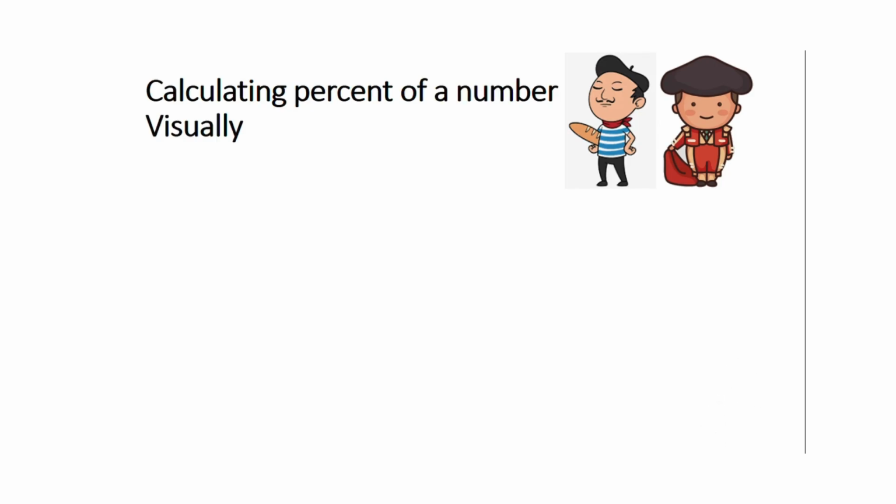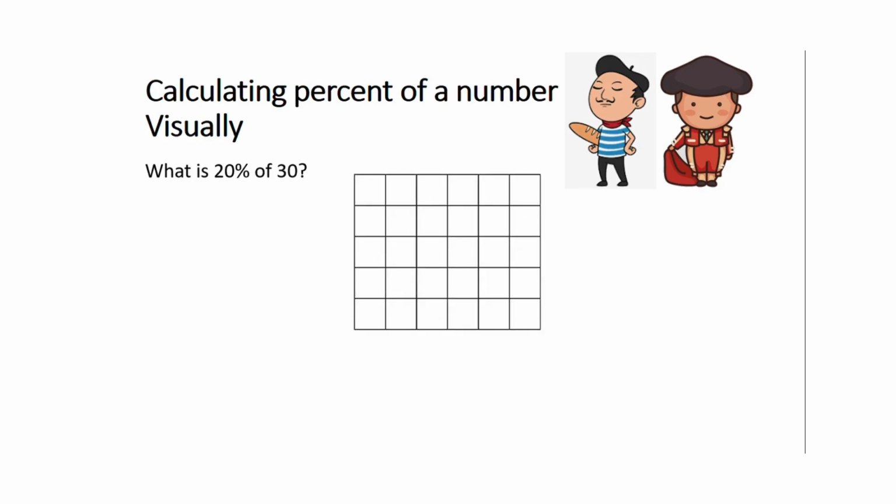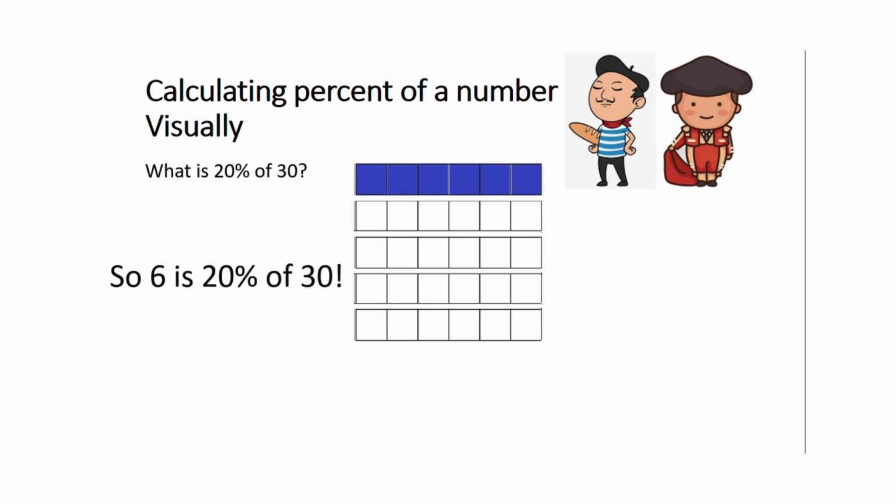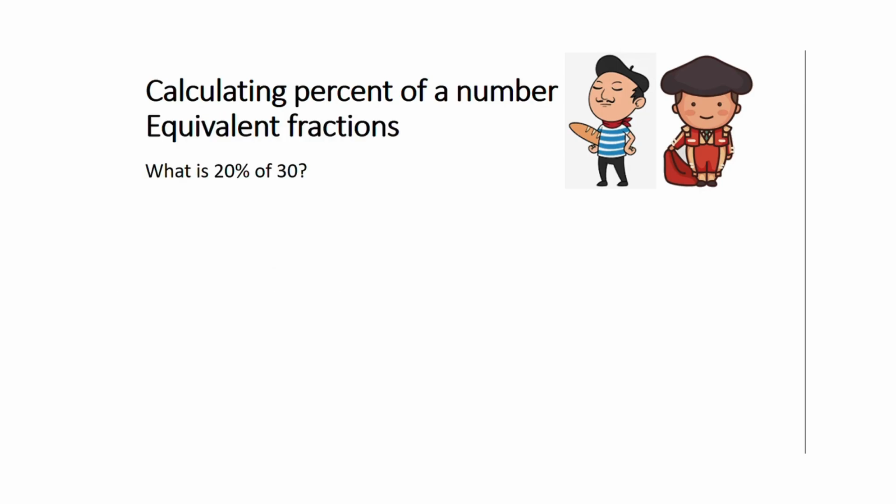So let's look at calculating percent of a number visually. What is 20% of 30? Here's a grid of 30 squares, and we might know that 20 goes into 100 5 times. So if we split this grid into 5 groups, we can see that one of those groups has 6. So 20% of 30 is 6. Sometimes it works very well like that visually.